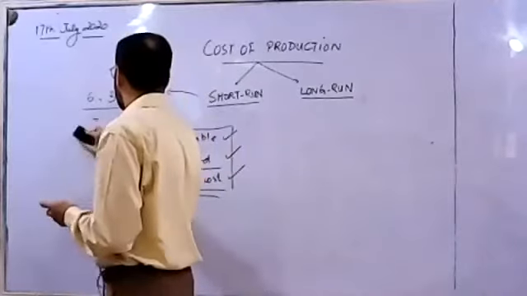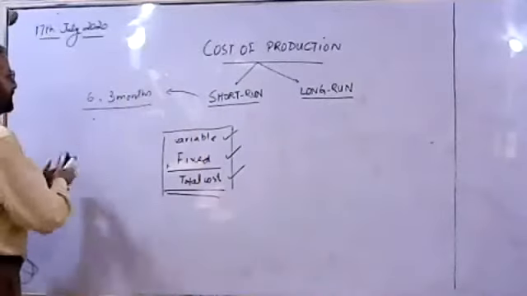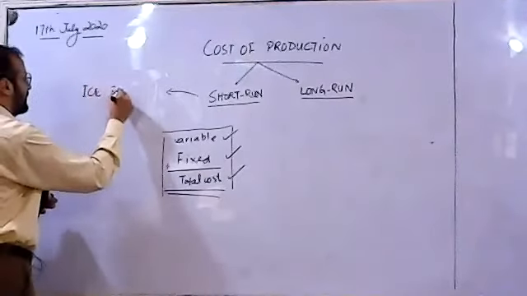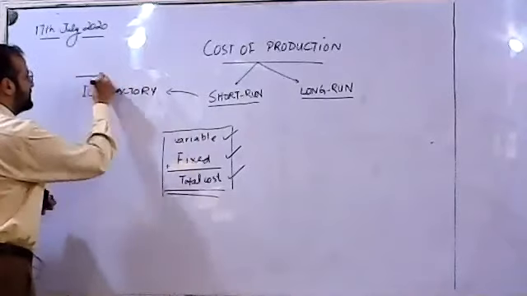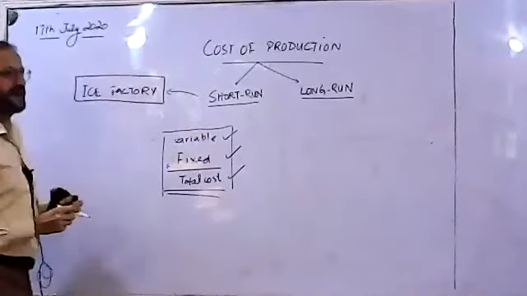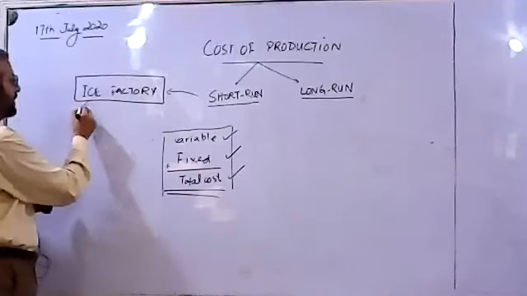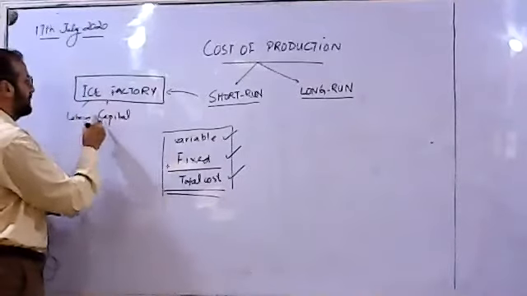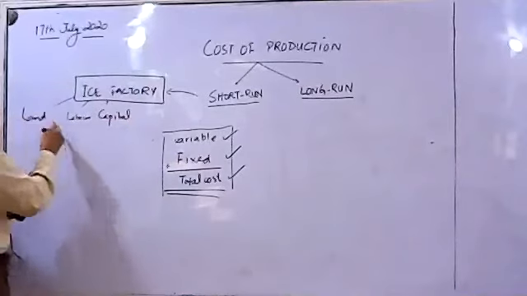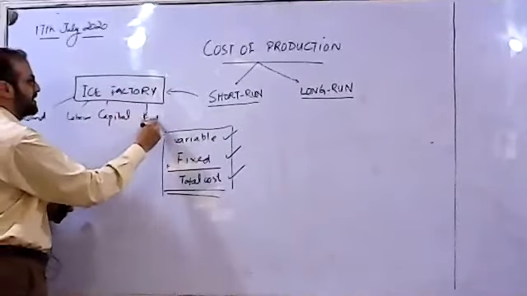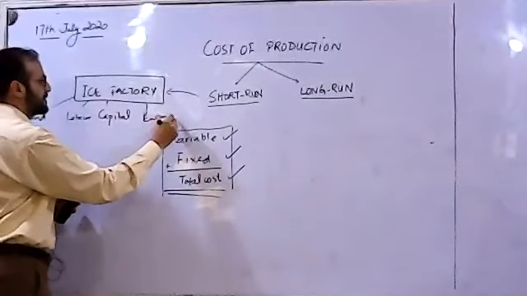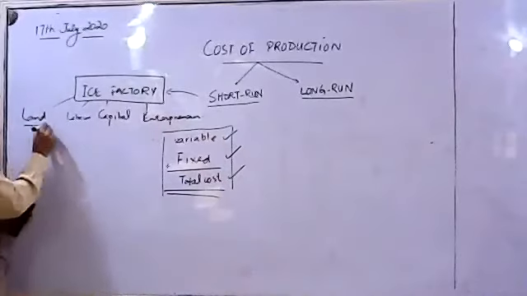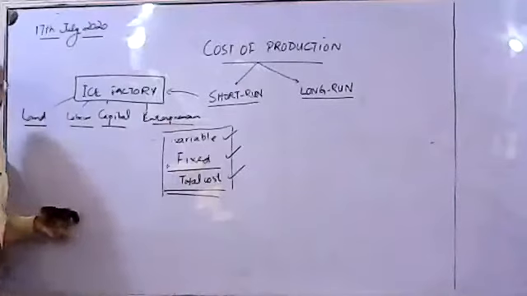Now, consider an ice factory. It would have some factors of production. It would have some labor, some capital, some land, and somebody to see as enterprise or entrepreneur. Okay. So we see that the ice factory has all these four factors of production.